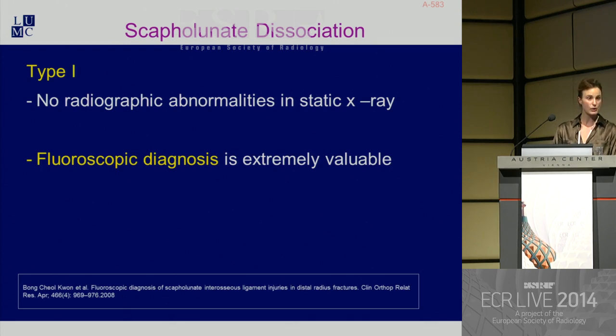In these cases, we have just to perform dynamic examination, sometimes with maximal ulnar or radial deviation, just to try to identify the lesion of the scapholunate ligament, sometimes also MRI examinations. And in my particular opinion, the fluoroscopic diagnosis is very important for the diagnosis of this type 1 scapholunate dissociation.